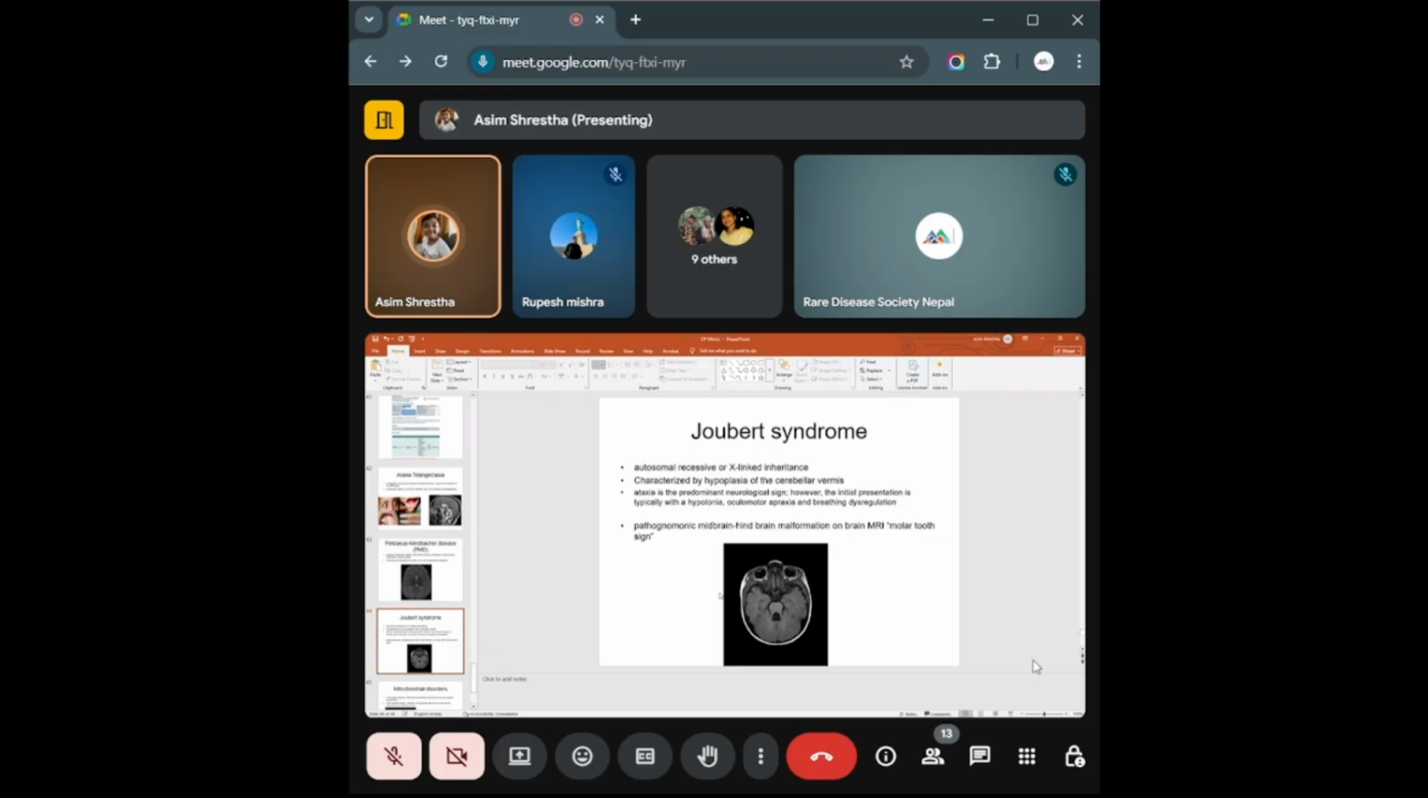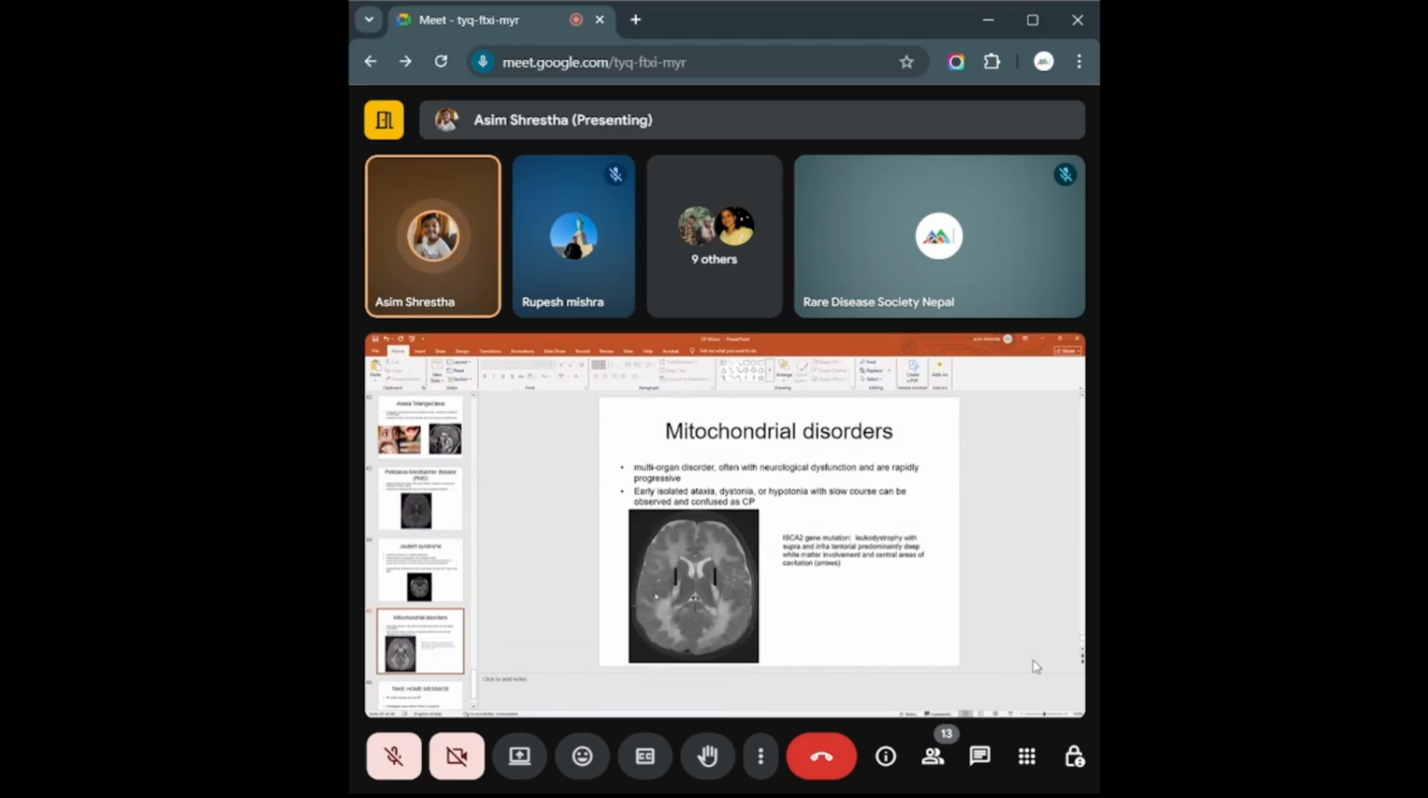These patients usually have developmental delay, the typical head bobbing, the nystagmoid eye movement. So this could be a genetic condition, the Joubert syndrome. Then the mitochondrial disorders can be a cerebral palsy mimic as well, which is a multi-system organ disorder.